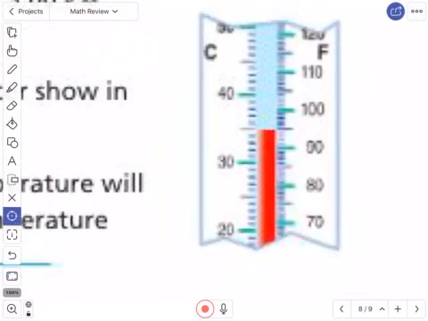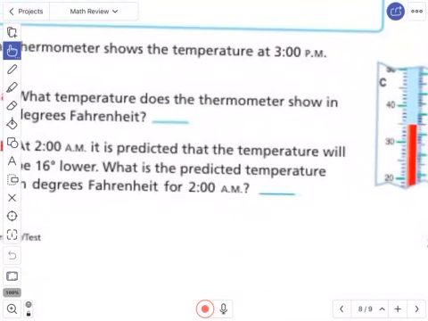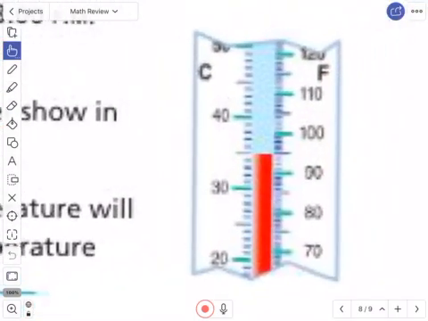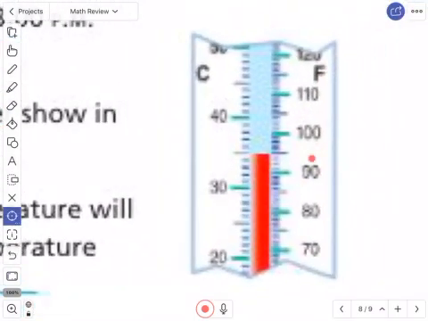Remember, when we're using thermometers, we have a Celsius side and a Fahrenheit side. So let's look at what the question actually says. The question actually says, what temperature does the thermometer show in degrees Fahrenheit? So I need to figure out, okay, that's my first part. What's the temperature for Fahrenheit? And you can't really see this, but this does say 90.